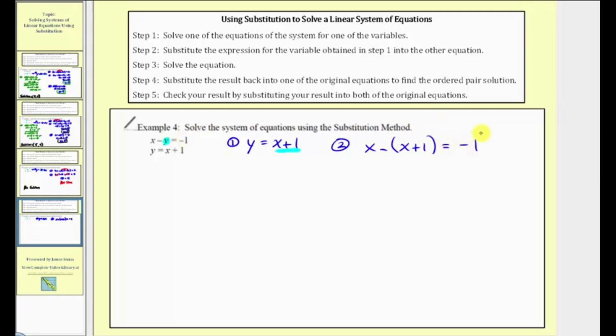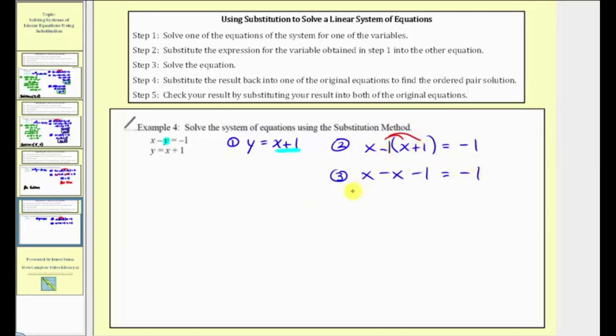Step 3 is to solve this equation. We need to be careful here. If it's helpful, we can think of having a 1 here, and therefore to clear the parentheses, we'll distribute negative 1 because of the subtraction. So step 3, we'd have x minus x minus 1 equals negative 1.